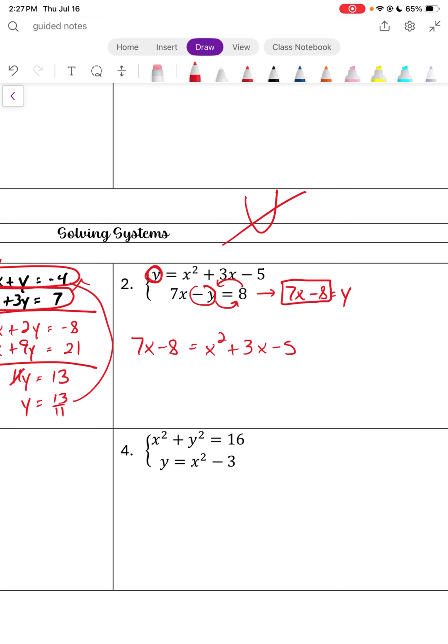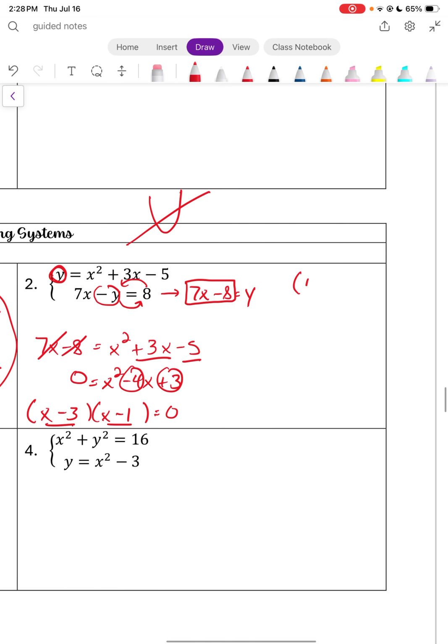Then you have a simple quadratic equation. To solve a quadratic equation, we're moving everything to the same side. 7x becomes minus 7x, and I'm subtracting it from this. A minus 8 becomes a plus 8, and we're going to add it to this. We can solve this, I believe, by factoring: x and x. What adds to give you negative 4 and multiplies to give you a positive 3 will be a negative 3 and a negative 1. Set each of those equal to 0, and you're going to get two x values: x equals 1 and x equals 3.